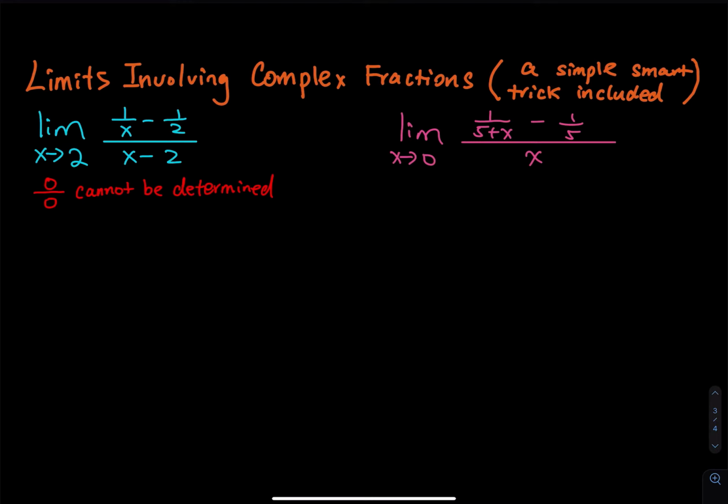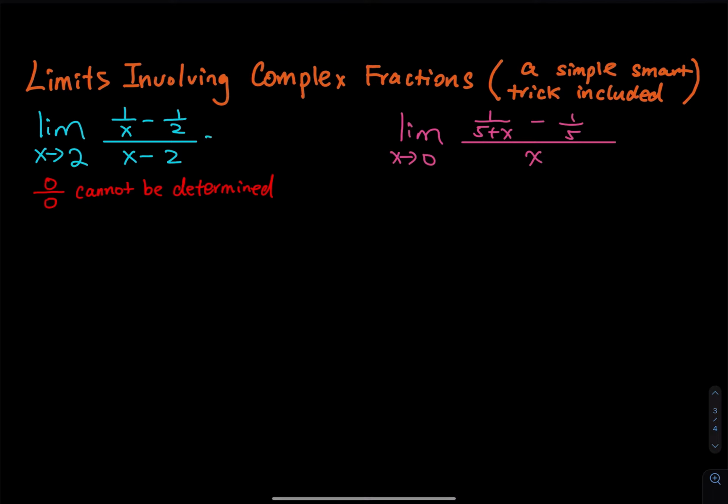Limits involving complex fractions. When you plug in the indicated x value to the function, you get a 0 over 0. Whenever you have 0 over 0 or infinity over infinity, they cannot be determined. All right. So for complex fraction, one thing that you have to do as always is you have to go through the common denominator process.